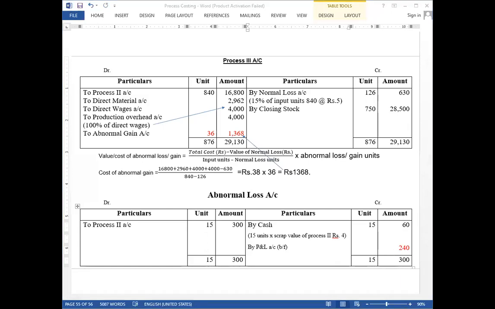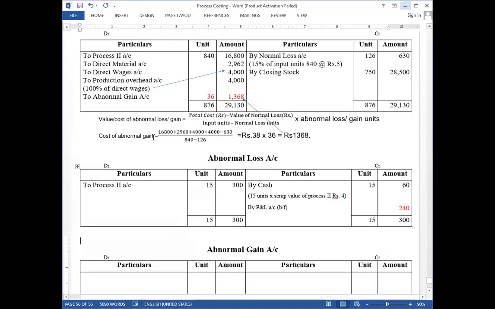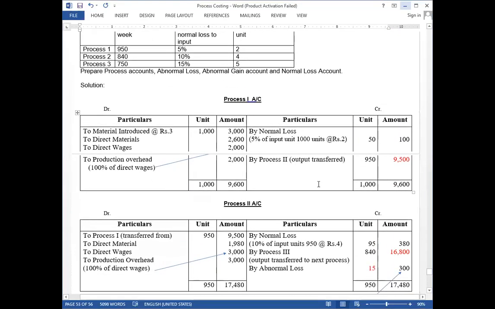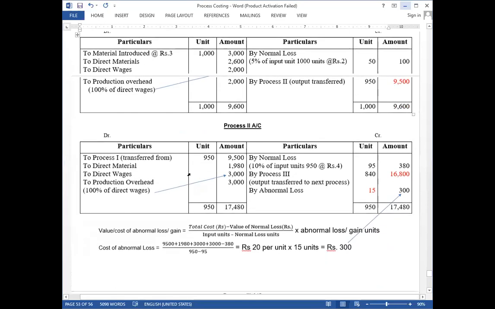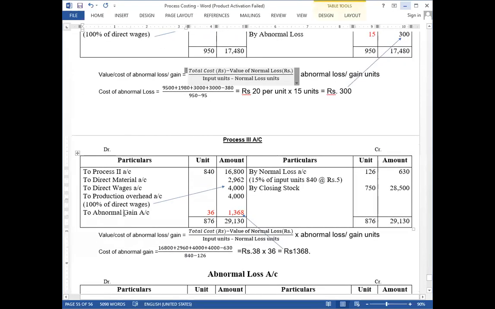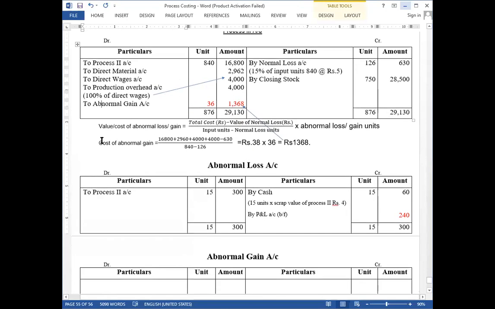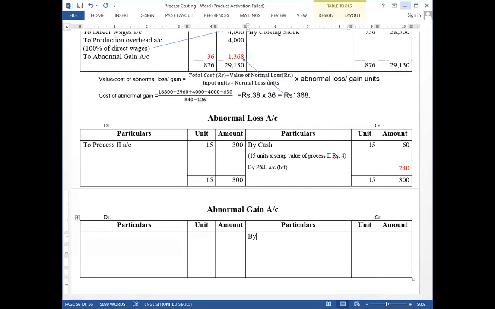Now we are moving to abnormal gain account. Open the abnormal gain account and be ready. Abnormal gain account, the format is ready. First you check in process 1, do you have any abnormal gain? No, there is no abnormal gain in process 1 account. In process 2, no. Why? Because in process 2, you have got an abnormal loss. Okay. In process 3, yes, you have abnormal gain. So in process 3, the abnormal gain is on the debit side and you have to transfer to the credit side. So by process 3 account, so how much?